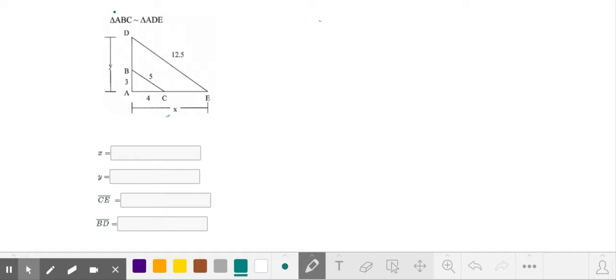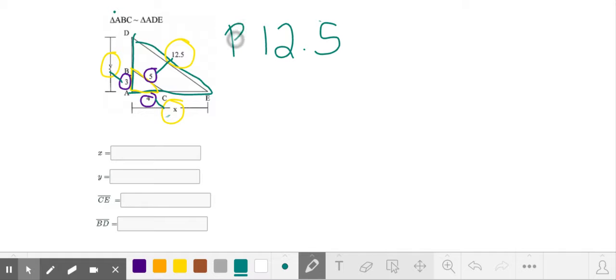So when they're asking you for all these missing pieces, the big thing to note here is that you have a big triangle and you have a little triangle, and they're similar to each other. So that means that 12.5, y, and x all go together on one triangle, and 3, 5, and 4 all go together on the other triangle, and 5 goes with 12.5, 4 goes with x, and 3 goes with y. So I can take two proportions now to solve for x and y.